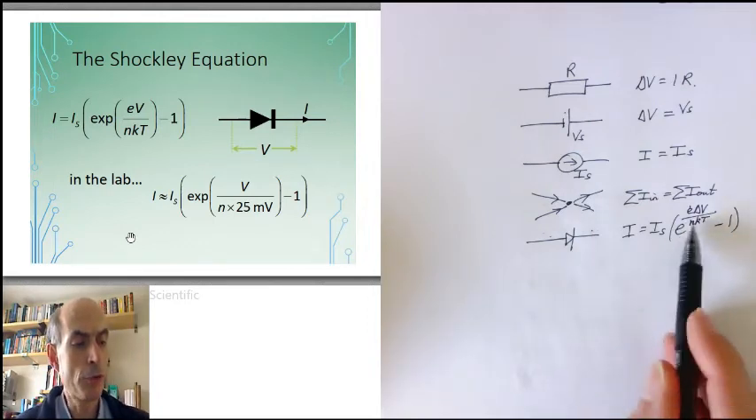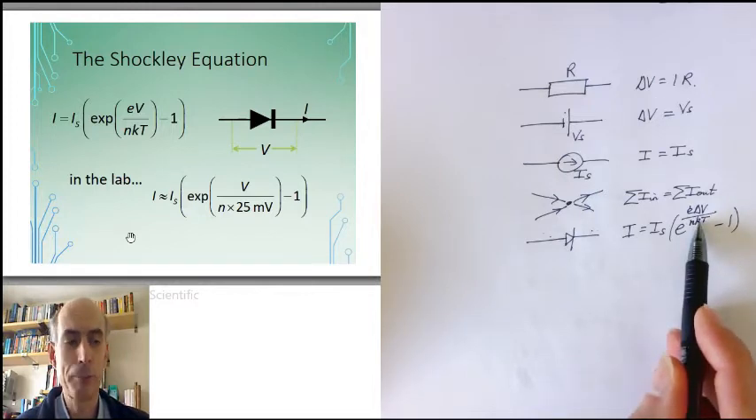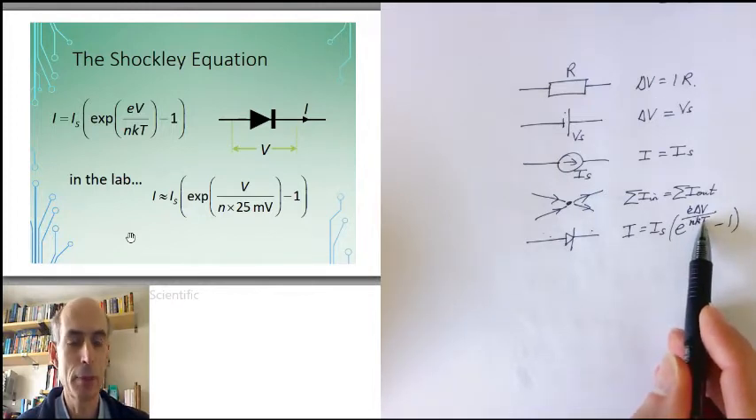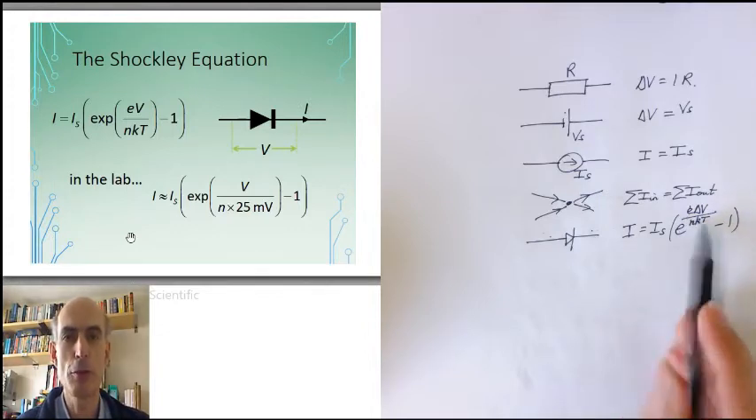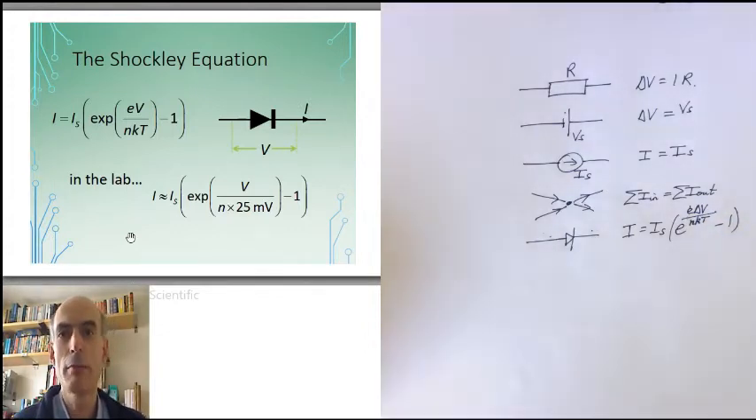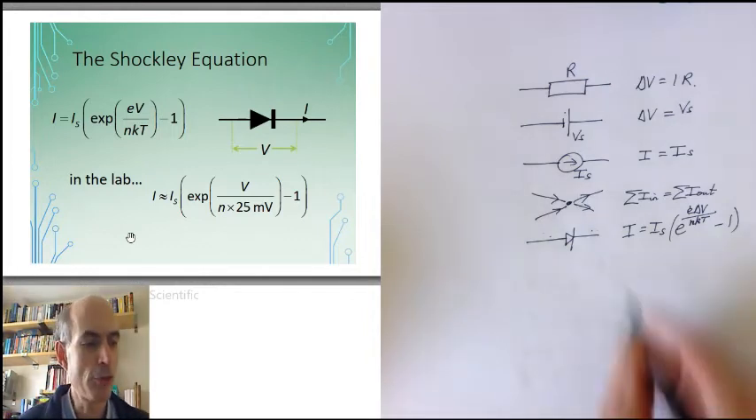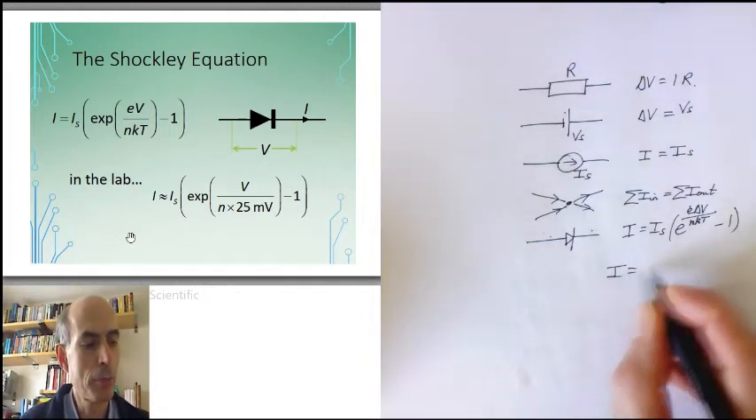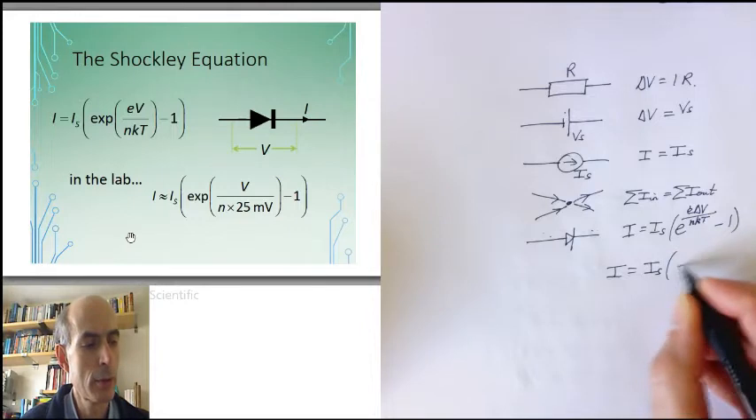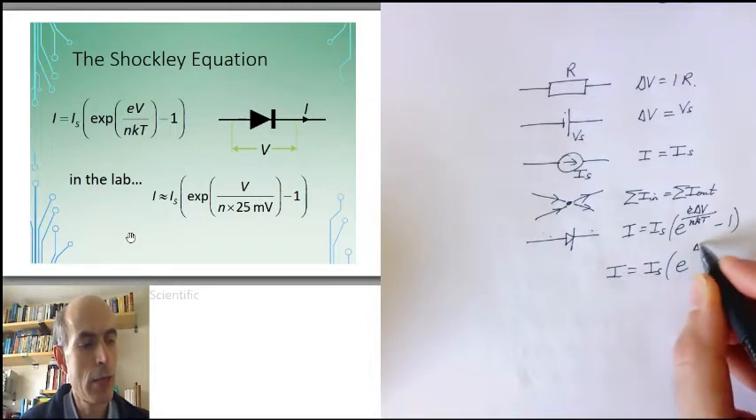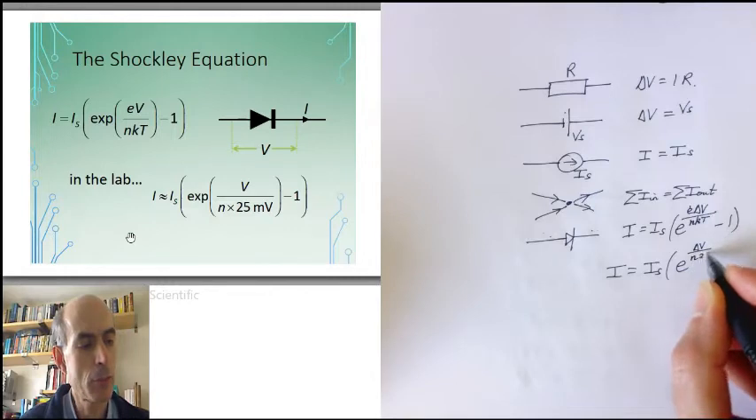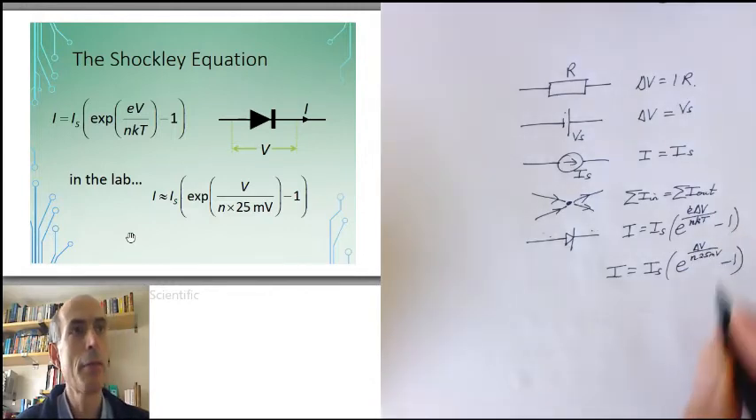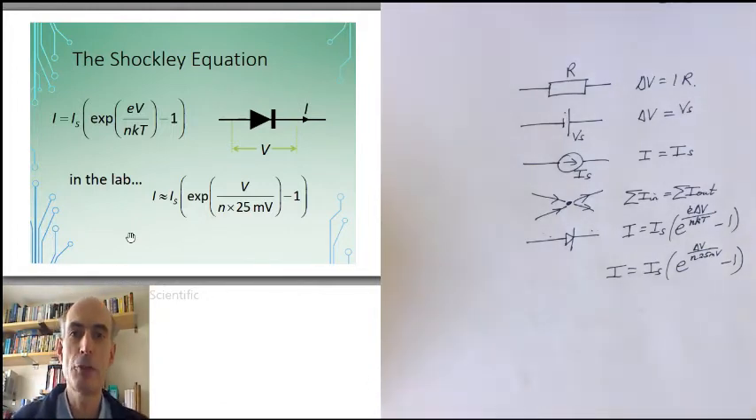It so happens that the Boltzmann constant times the absolute temperature divided by the charge on an electron works out to be about 25 millivolts at typical lab temperatures. So we usually simplify that one to change in voltage divided by ideality factor times 25 millivolts, minus 1. And that's fine for typical lab temperatures.